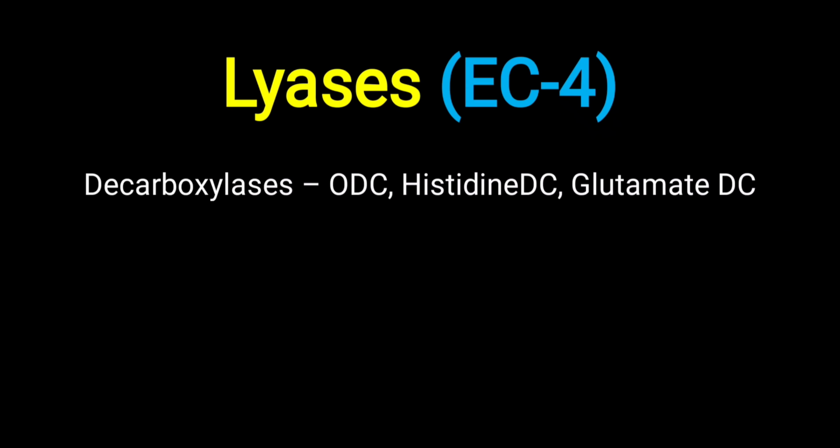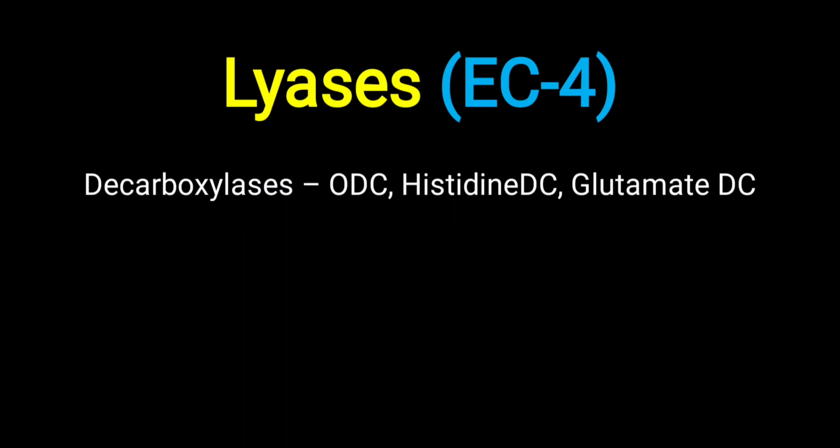Now the fourth class in this enzyme classification is lyases. It breaks a particular molecule without adding a water molecule. Like decarboxylase, where a carbon dioxide molecule is removed. For example, ornithine decarboxylase, histidine decarboxylase and glutamate decarboxylase. Simply, from histidine one carbon dioxide is removed, so it makes histamine.